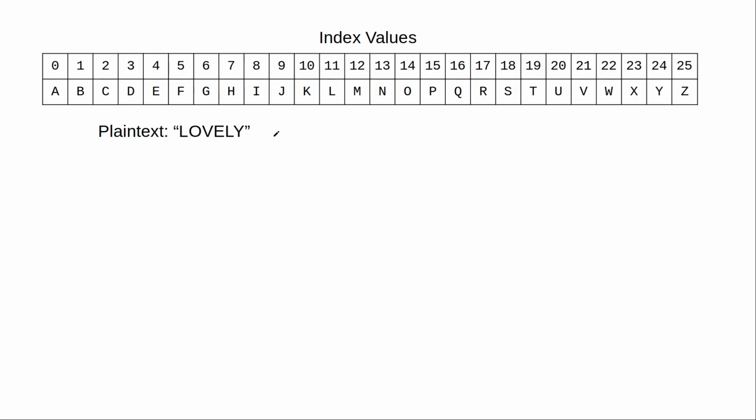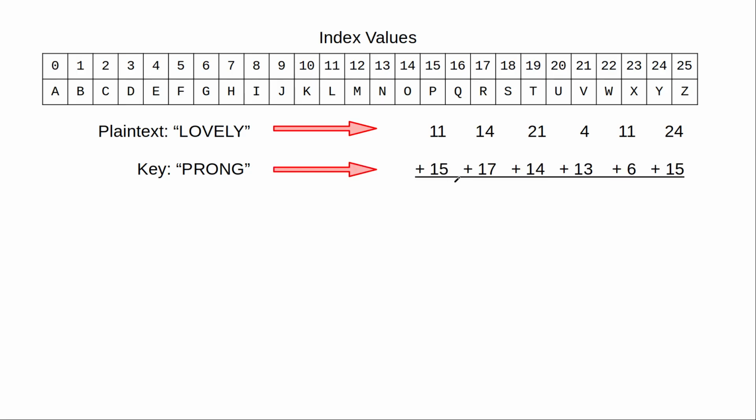If we're going to test this, we can have plain text. We'll use "lovely," the first word of "lovely sunshine" from our earlier example, and we'll use the same keyword that we've been using this whole video. Now we're going to map every single one of these letters in the plain text and keyword to their corresponding index values. So for lovely, we get these numbers here, and then for prong, we get these numbers here. You'll notice that the last number, 15, is just a repetition of the letter P.